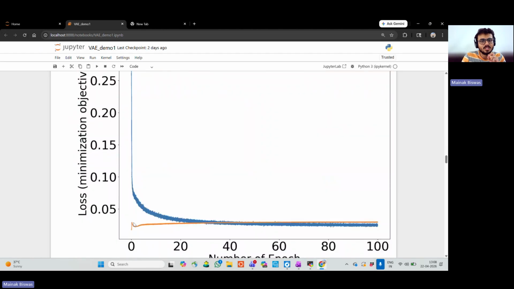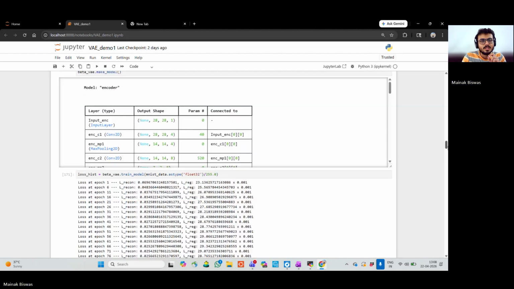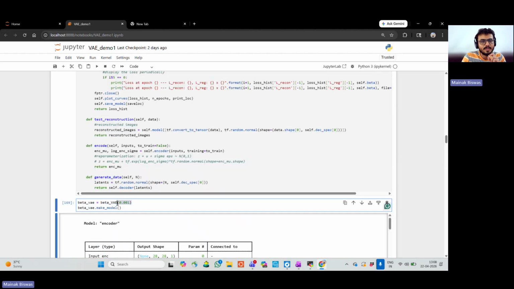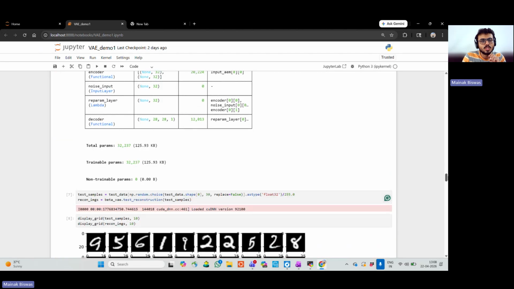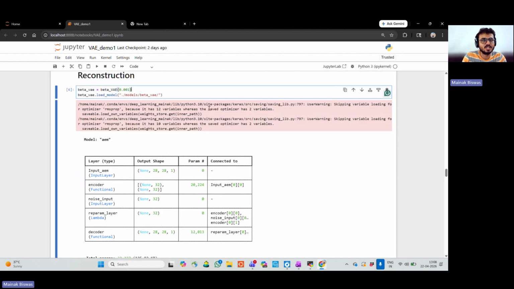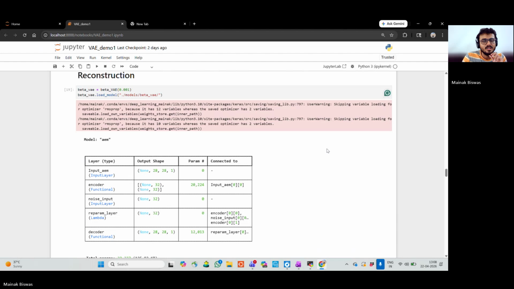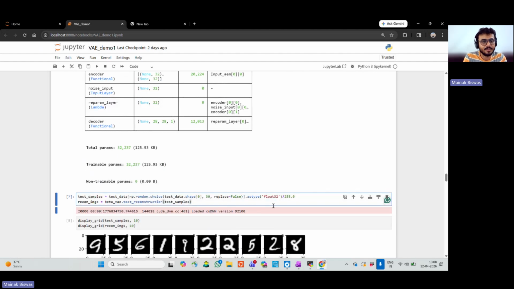This is the reconstruction loss. This is the regularization loss for beta value equal to, I'll show you the beta value, beta equal to 10 to the power minus 3. Okay. Now for 10 to the power minus 2 also, we had trained a similar model. Now I will show how the reconstructions are. So let's load the model of 10 to the power minus 3 and see how the reconstruction looks. So I will load some test samples. This is done on the test set, not on the training set. You can say it's overfitting.